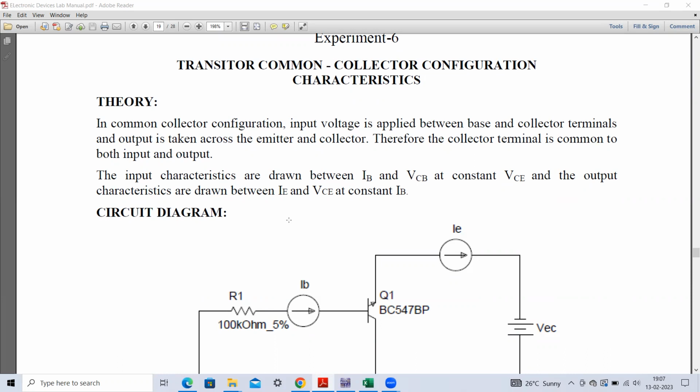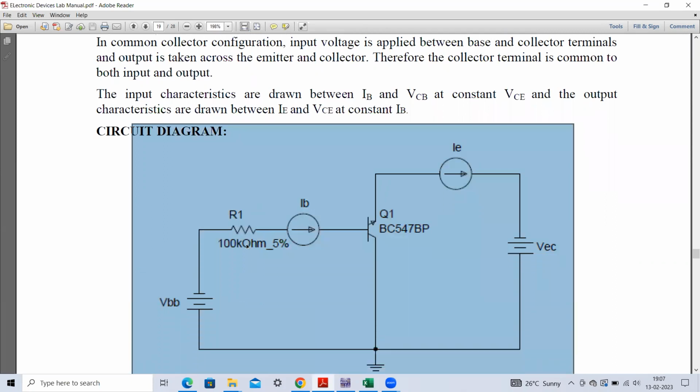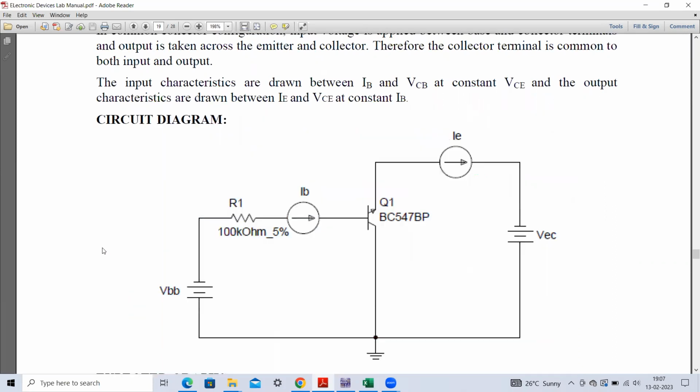So first of all, we have to make a circuit. That circuit you can look at in this particular picture. This particular circuit we have to implement onto breadboard. In this lecture, I will be using the MultiSim software to obtain the input and output VI characteristics in common collector configuration. So first of all, we need to implement this circuit onto the MultiSim.